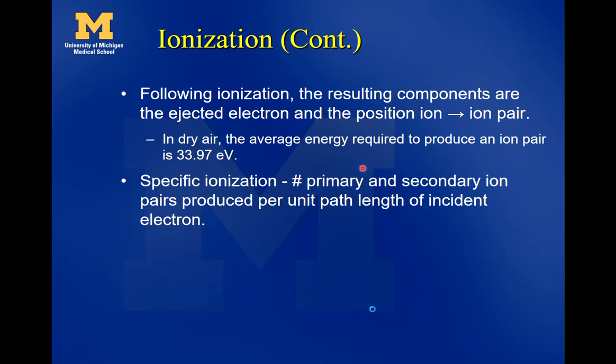So following the ionization, this results in components that are ejected: the ejected electron and the positive ion of the atom, and this is called the ion pair. So one part is the electron and one part is the atom that's left behind that's positively charged. Those two are a pair that contribute to ionization. And we say in dry air, the average energy required to produce an ion pair is about 33.97 electron volts. That's important for radiation dosimetry and things like that. And the specific ionization is the number of primary and secondary ion pairs produced per unit path length of an incident electron.